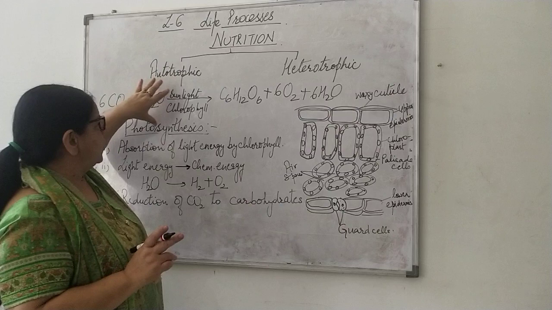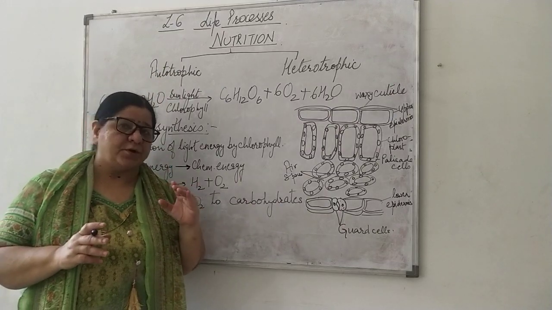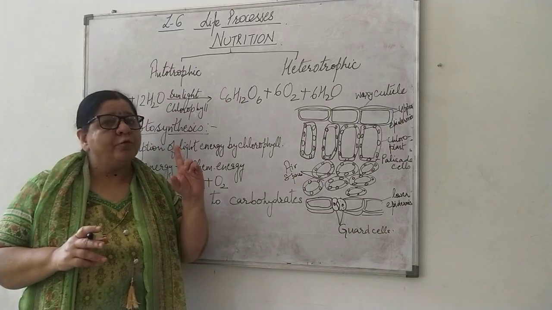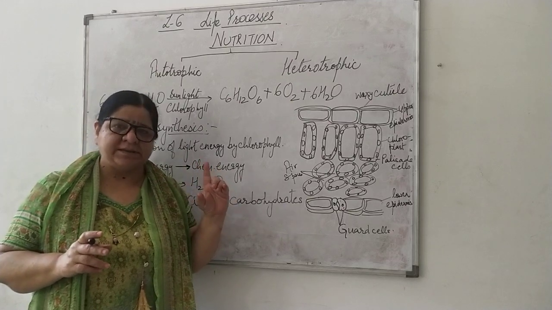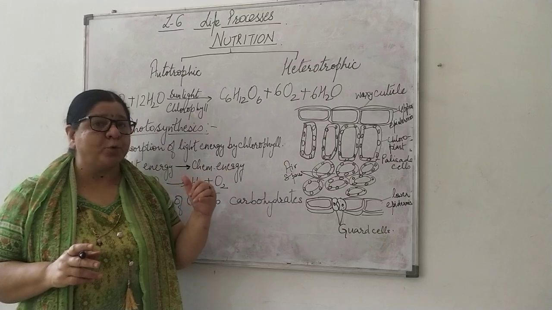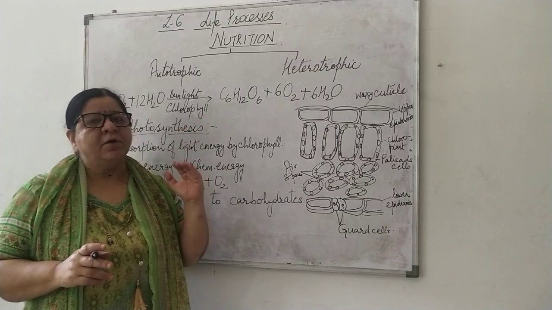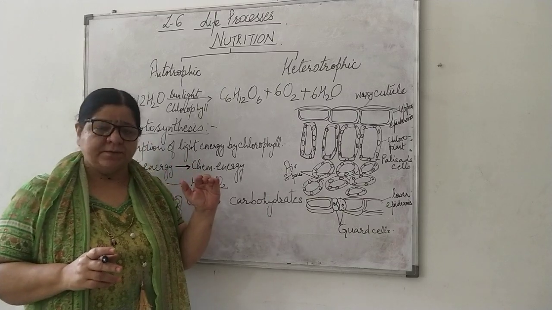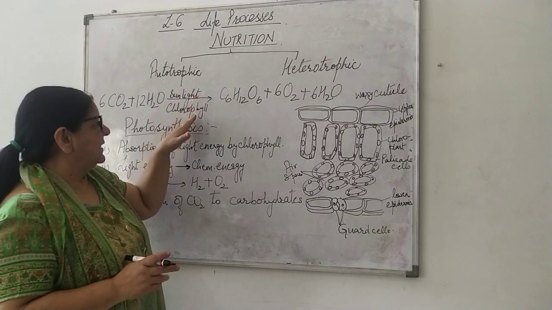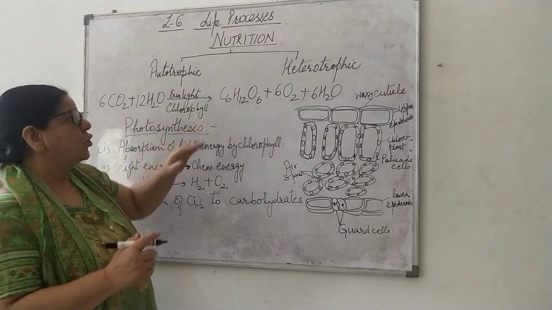Now these 4 components are very essential for the process of photosynthesis. Even if one is missing, photosynthesis will not take place. Later on we will do the experiments also to prove this, that all 4 components are important for the process of photosynthesis. So carbon dioxide and water in the presence of sunlight and chlorophyll get converted to glucose.